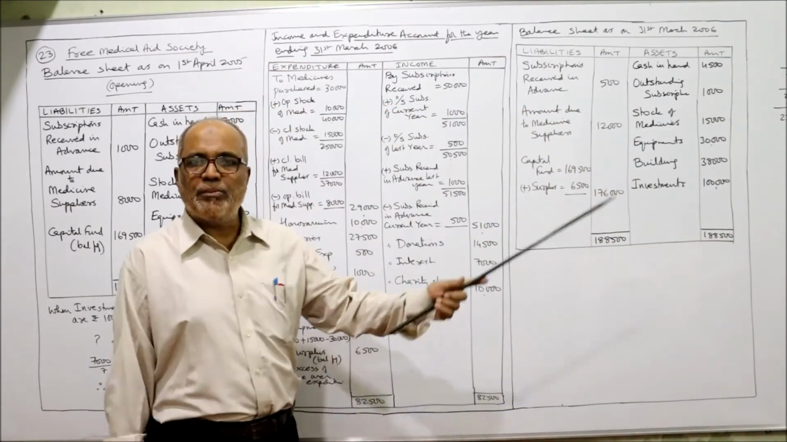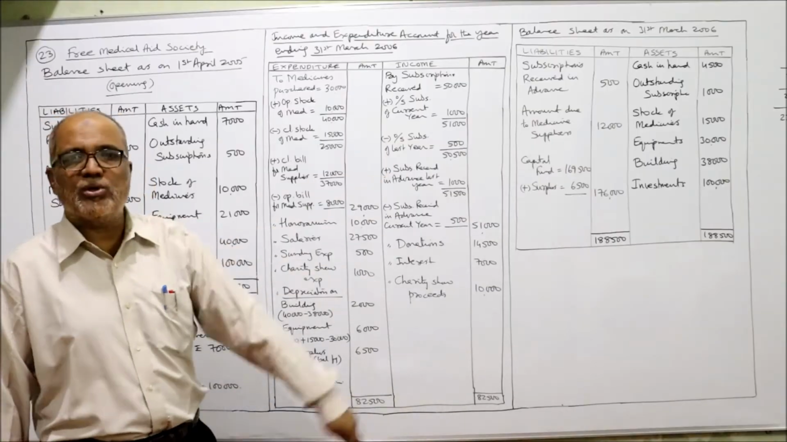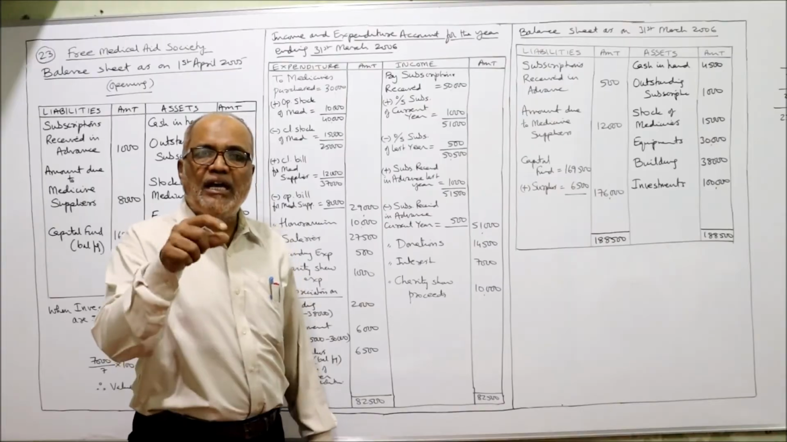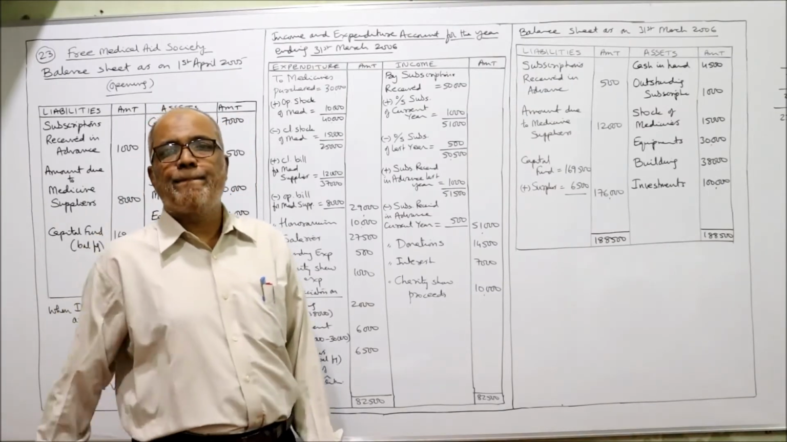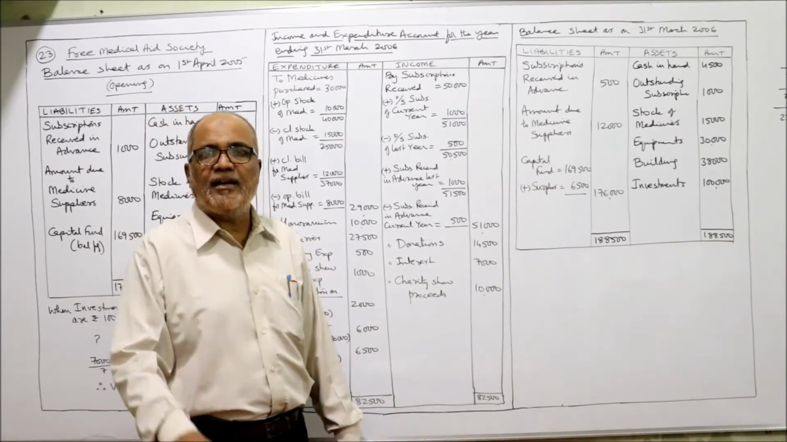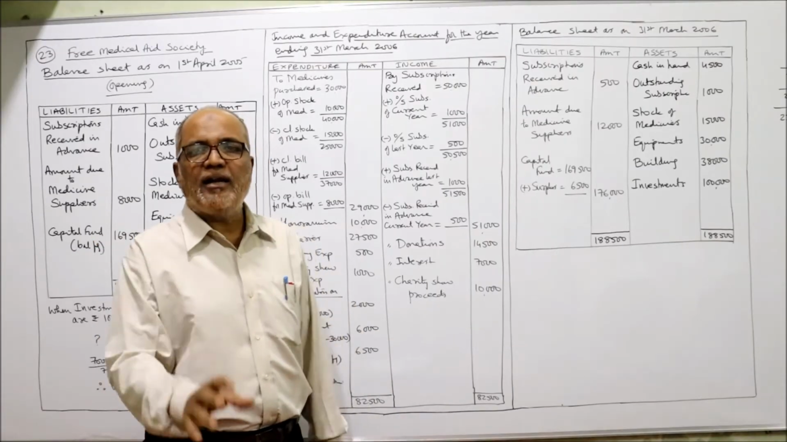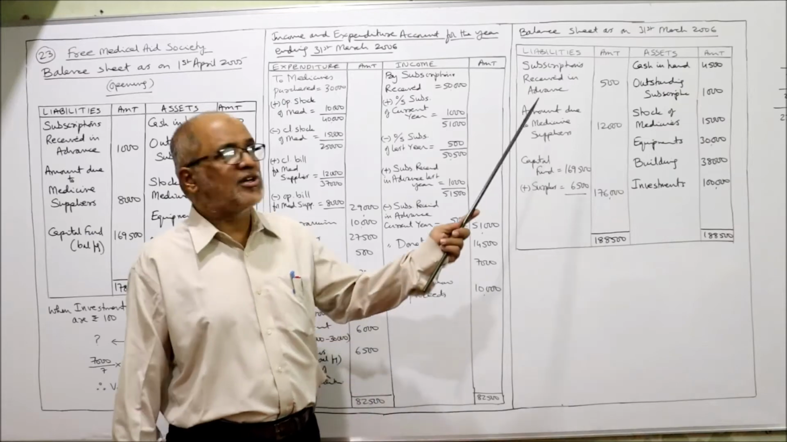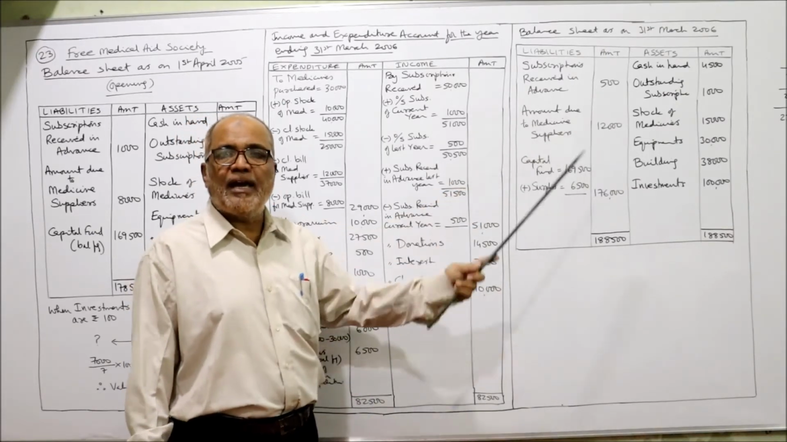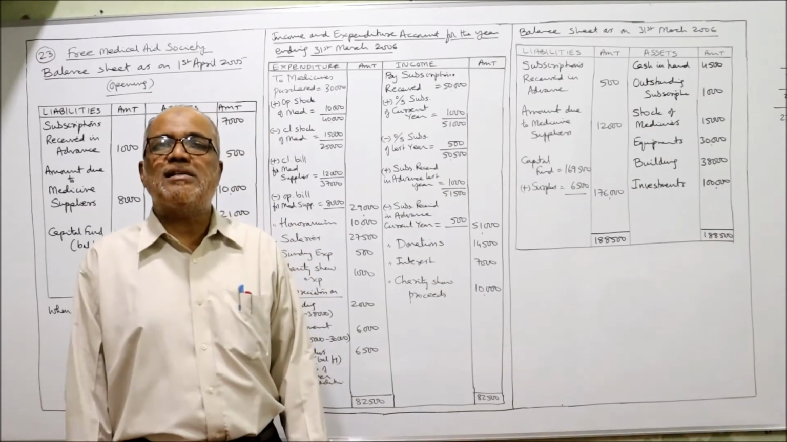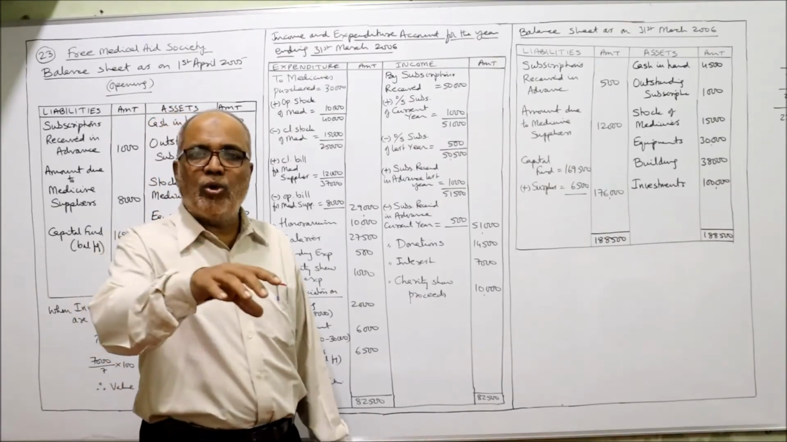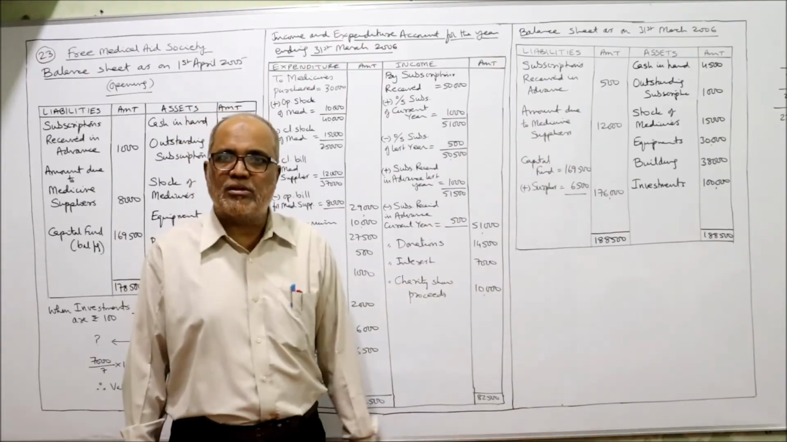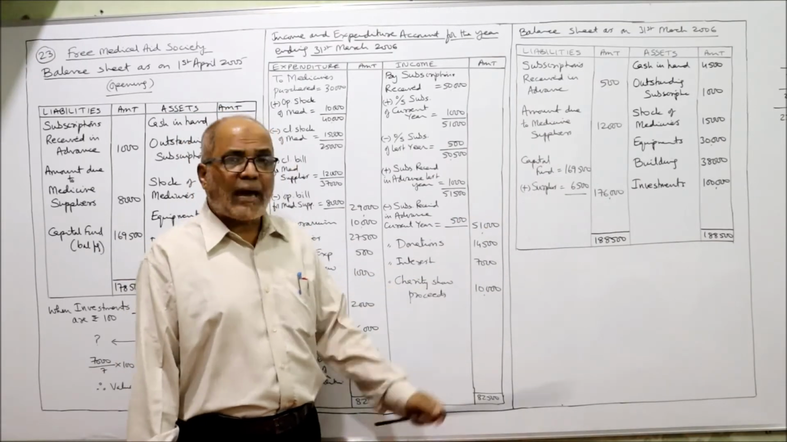Now I am coming to the closing balance sheet. Balance sheet as on 31st March 2006. Liability side, subscription received in advance, current year. While making this balance sheet, we'll take the current year, not the previous year. So as on 31st March 2006, how much is the subscription received in advance? 500. Similarly, amount due to medicine supplier, that is a liability. Current year you see 12,000. Take it.